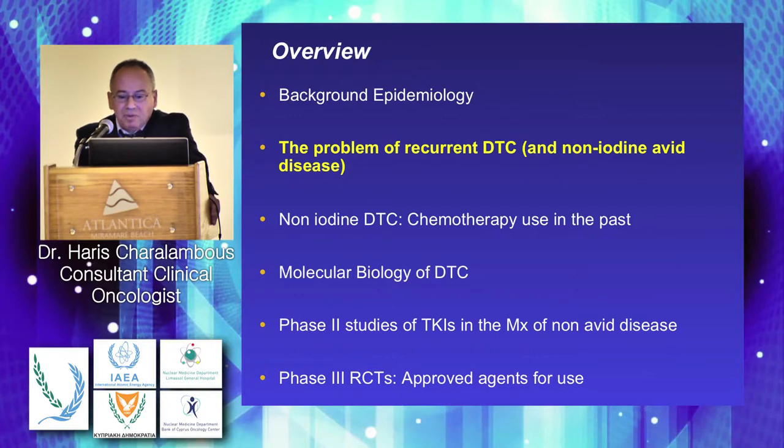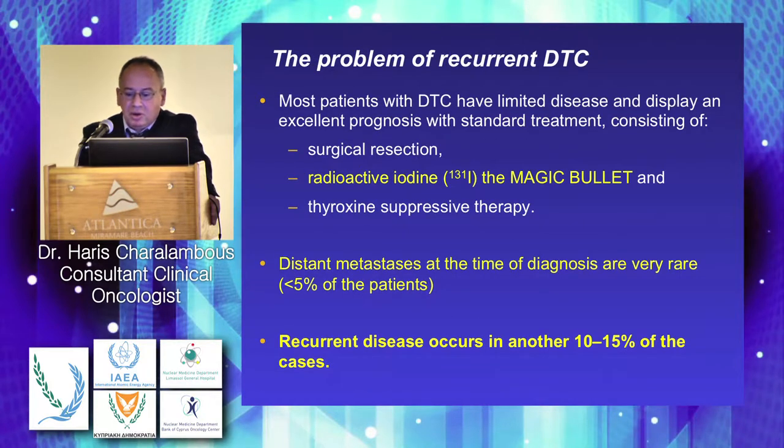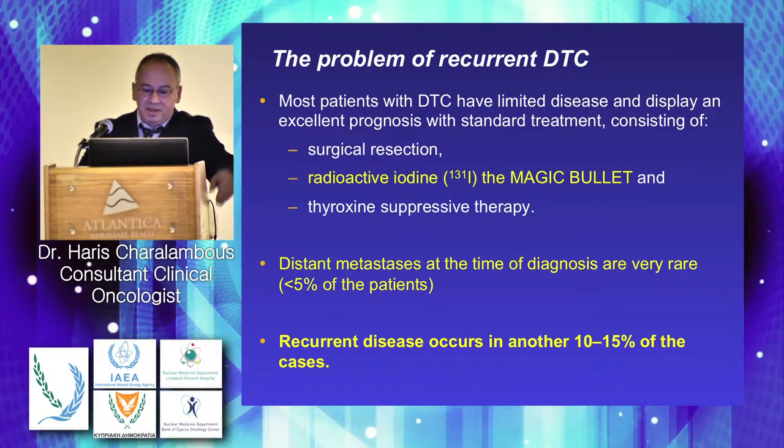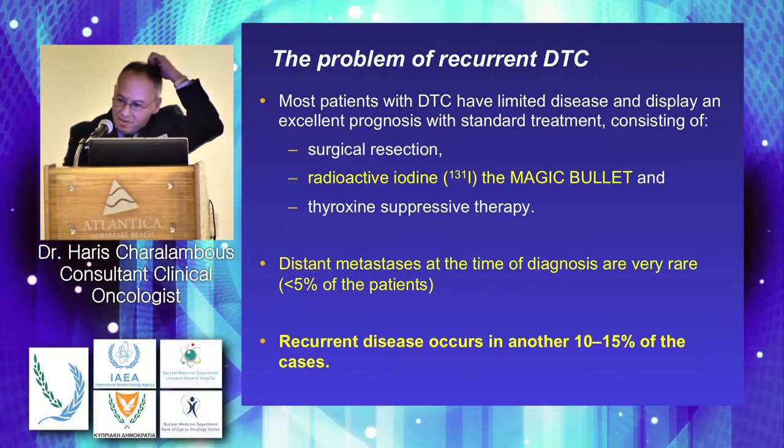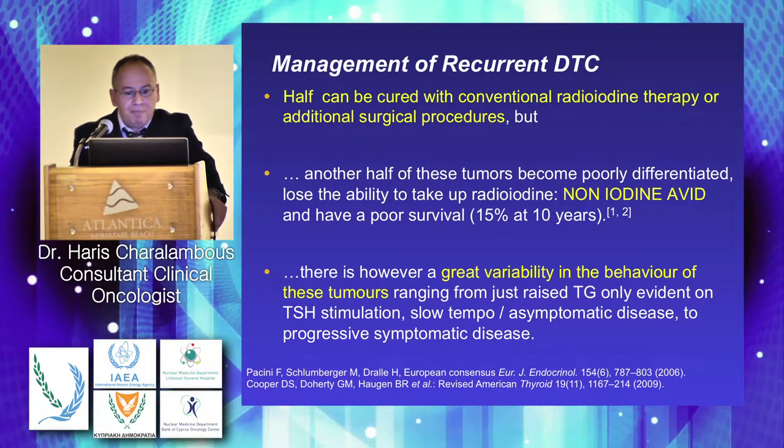Now, we've just discussed the problem of recurrent differentiated thyroid cancer when it's non-iodine avid. So we lose that magic bullet. Those patients then have metastatic disease, and really it's difficult to know what to do with them.